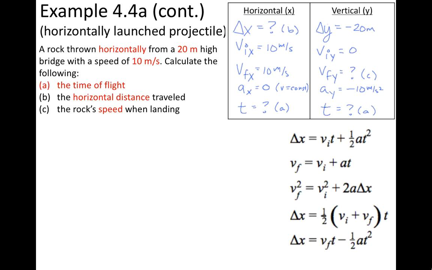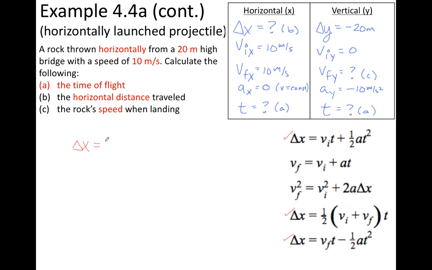Okay, so now for part B of this problem, where we have to calculate the horizontal distance traveled. So that is going to be delta x. Now that we know the time, there's a few equations that we could use. We could use this one, and that's the one I'm going to use. Alternatively, we could also use this one or this one. So I'm going to use this first one to solve for the horizontal distance.